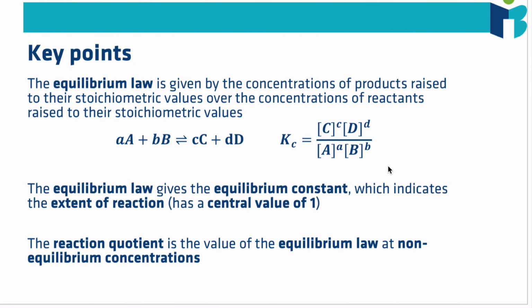Okay, key points to take home from this video. We saw that the equilibrium law is just given by the concentrations of the products raised to their stoichiometric powers over the concentrations of the reactants raised to their stoichiometric powers, and you have a general form of that equation here. It gives you an expression for the equilibrium constant Kc. It gives the value of the equilibrium constant when you put in the concentrations of the reactants and products at equilibrium. That equilibrium constant gives an indication of the extent of the reaction, with 1 being your central point. High values meaning you've got lots of product at equilibrium, low values meaning you've got mostly reactant at equilibrium.